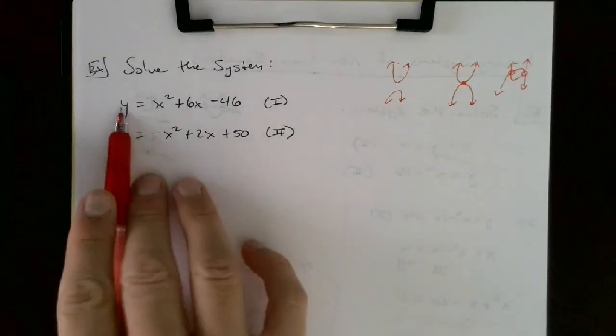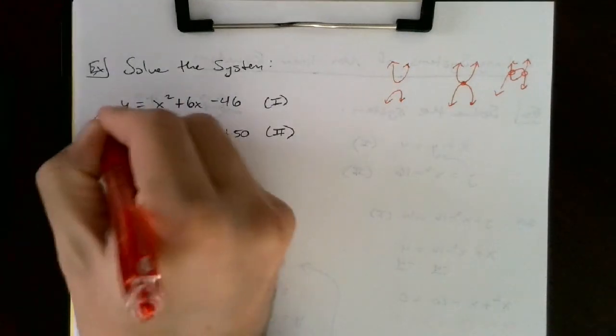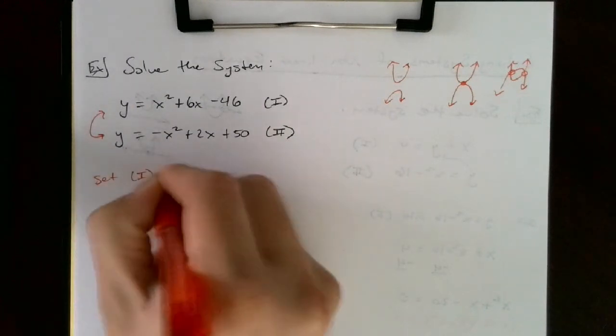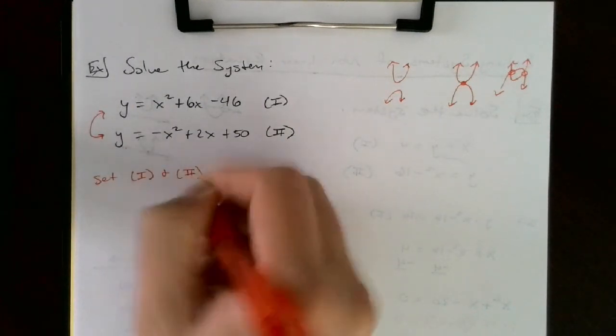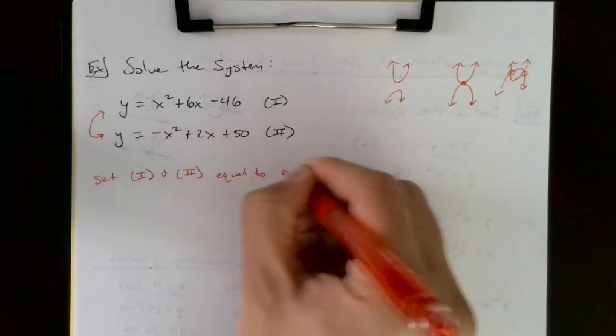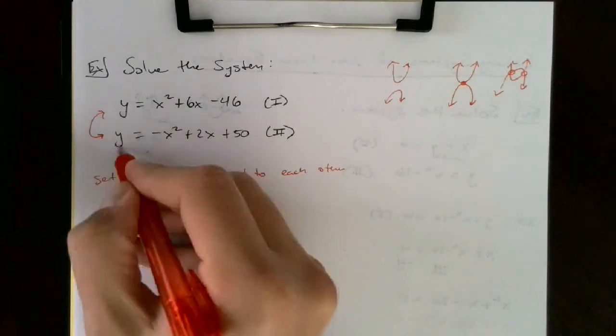What I would do is, if I have both of these set as y equals, I would set the equations equal to each other. Alright, so I would set equation 1 and equation 2 equal to each other, because they're both equal to y. So it's like a substitution for y into here, or vice versa.